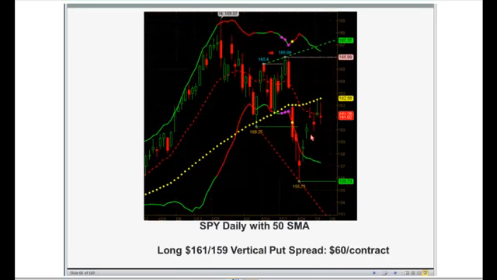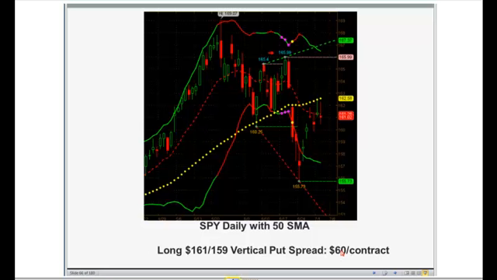So here's the SPY, and again, here's your 50 moving average. So I could put on, and I did that by just doing the 161. I bought the 161 puts right in here, and I sold against it the 159 puts below. So created basically a $2 spread, which is $200. My cost on that turned out $60. So that's the most I can lose. That's my capital at risk, but I won't lose 60. I'd probably cut that if I got down to 20.